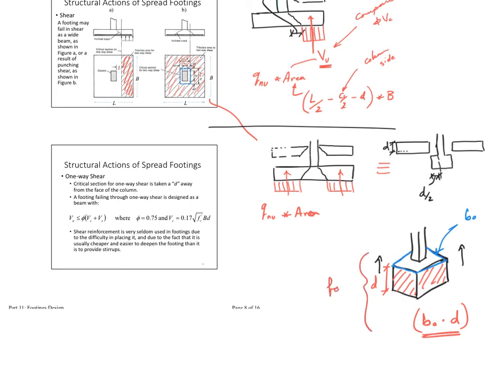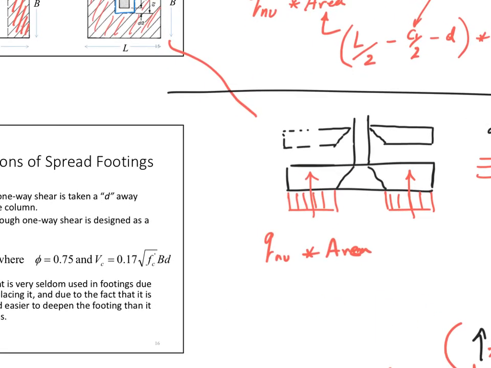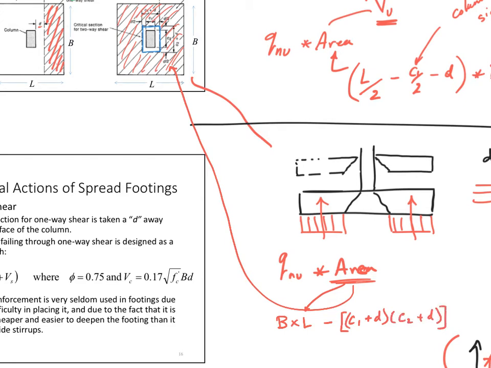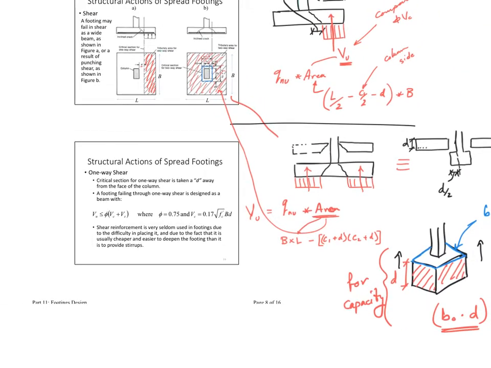This is here for capacity. We didn't talk about demand. Oh, demand is here. That area. What is this area? You don't get confused. This area is this hatched area. How do I calculate this hatched area? Very simple. B times L, this is this area. Minus, very good. Minus what? This nice area, C1 plus d times C2 plus d. Simple. Now I got the demand. This is called Vu equals this. Where do I get the capacity from? From the next slide.